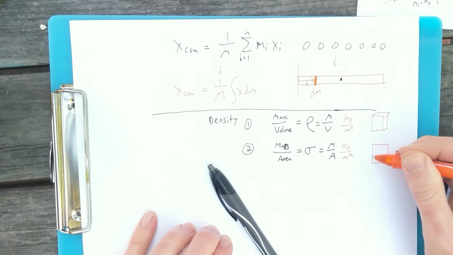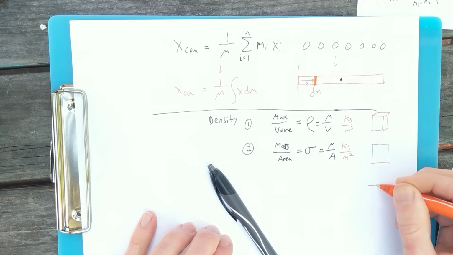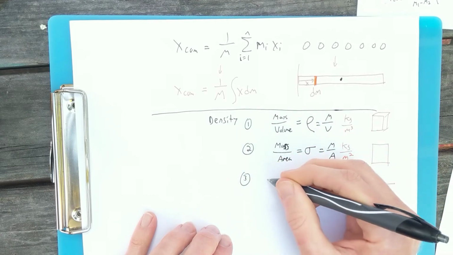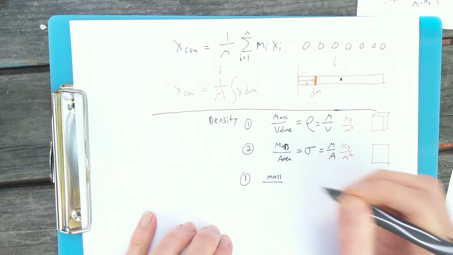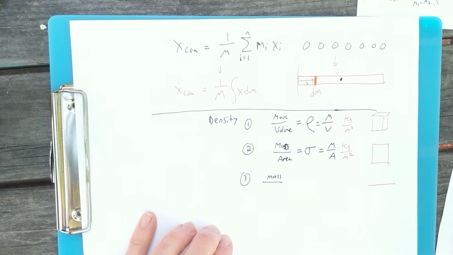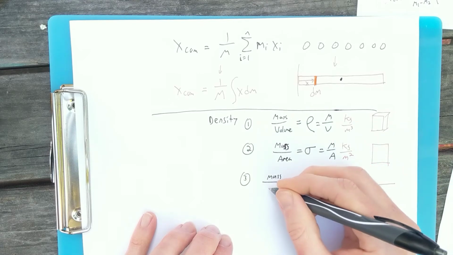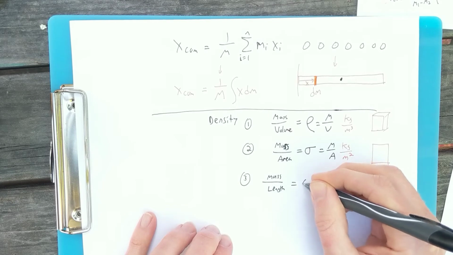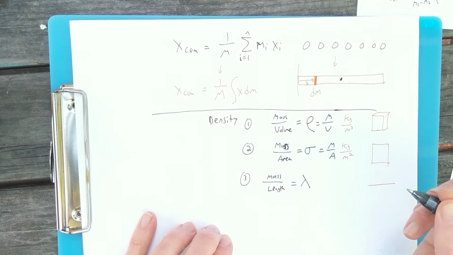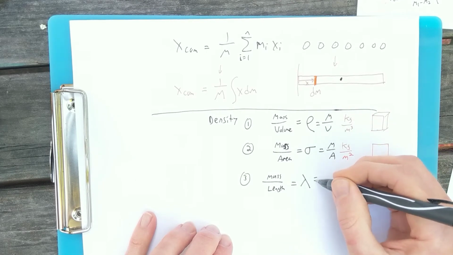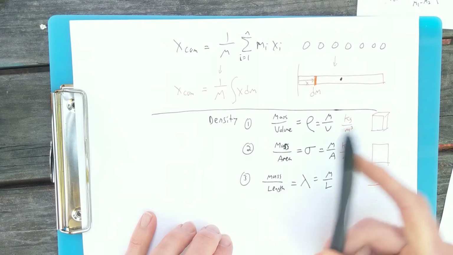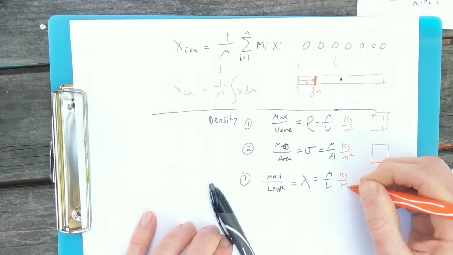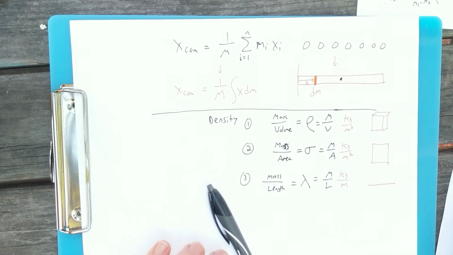So if you have a 2-dimensional object, of course you can also have a 1-dimensional object. So the third kind of density we can have down here is going to be mass per, what do you think it's going to be? It's going to be length. Mass per length. That's going to have a symbol of lambda, I guess, for length. And then that's going to be m over L. The units for that are going to be kilograms per meter. Right, so that's mass per length.